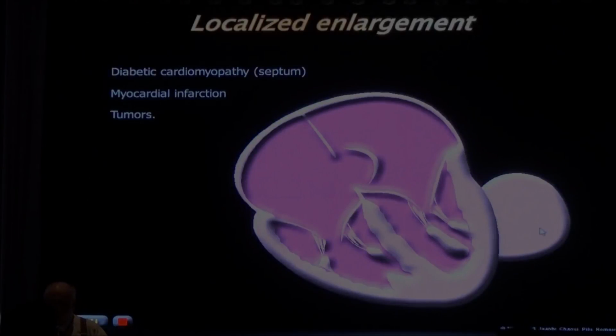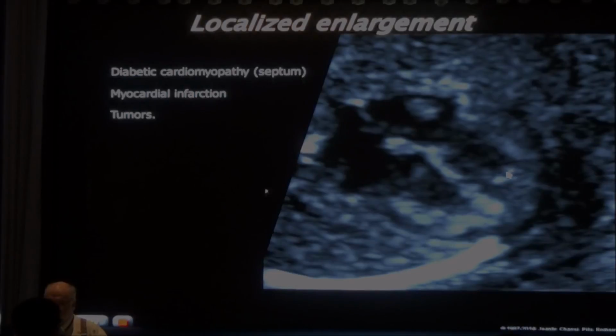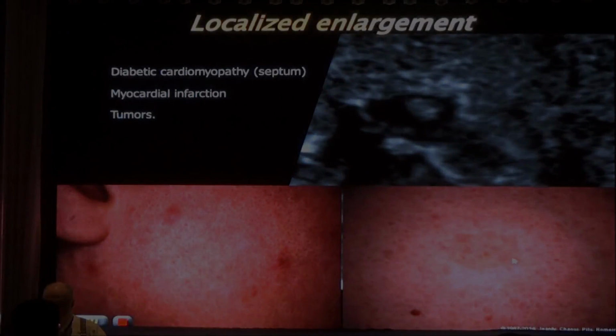If you find a localized enlargement, by far the most common is a cardiac tumor. 60% of cardiac tumors are rhabdomyomas, 60% of rhabdomyomas are associated with tuberous sclerosis. So that's the most common. Rarely you can also have myocardial infarction, but these are not very common. So if you see a baby that has several echogenic masses in the heart, what you want to do is look at the skin of the mother. And here we are with the capillary spot on the skin and the angiofibroma also on the skin.